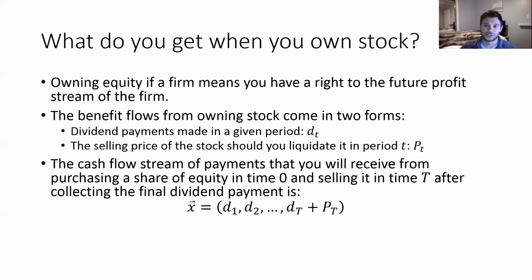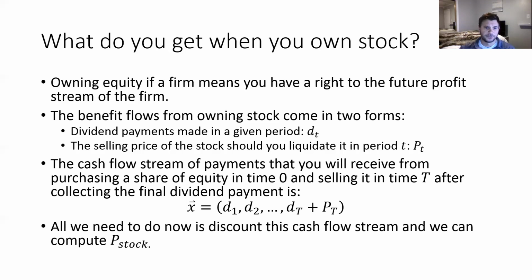So these look very similar, but the big difference is with the bond, we knew at time zero what the associated cash flow stream was, but we do not know at time zero what the dividend stream is going to be in the future or what the future potential selling price of a share of equity is going to be either. So all we're going to have to do here is think about discounting that cash flow stream, and then we can compute the price of the stock at time zero.